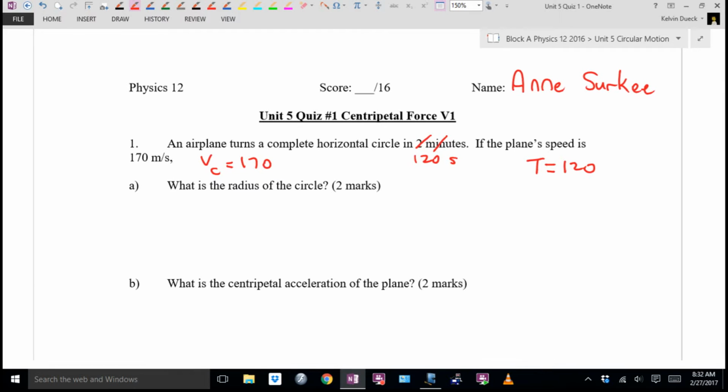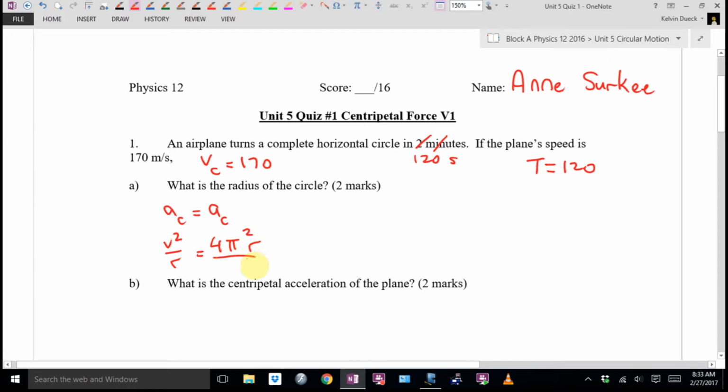One way to do this, I guess, would be to say circular acceleration, don't write this down, equals circular acceleration, v squared over r equals 4 pi squared r over T squared. And you could now solve for r. Ugh.